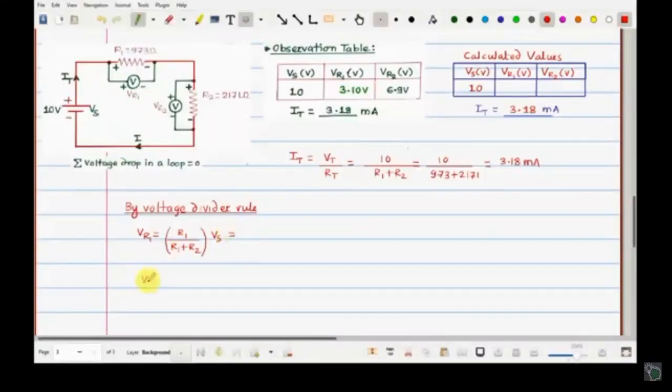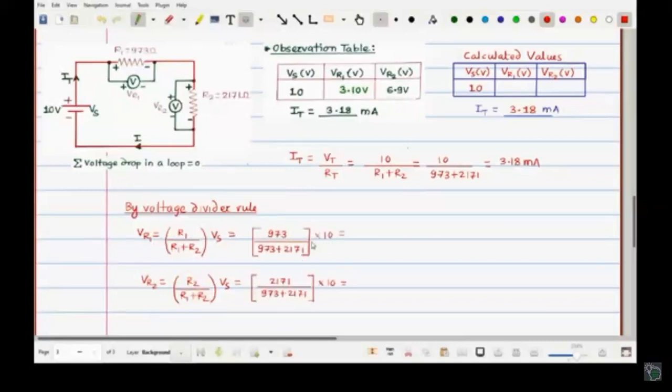Similarly, what is the equation for VR2? It is measured across R2. So we write R2 in the numerator divided by total resistance R1 plus R2, multiplied with total voltage, that is nothing but your supply voltage. Now in both these equations, put the values of R1, R2 and supply voltage, and we will get the values of VR1 and VR2.